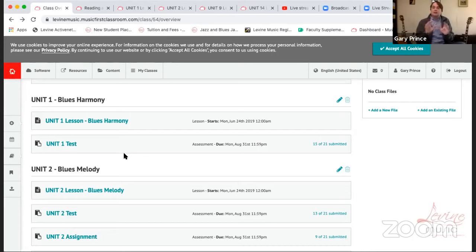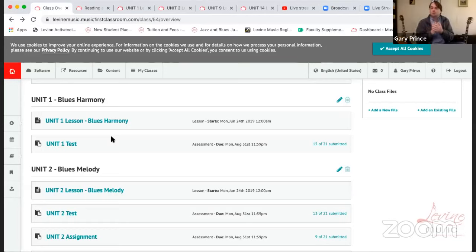So a little later, I might take you through that first unit so that we can see and talk a little bit more about that. So I start by talking about the blues form, blues harmony. Each unit culminates in either a test or an assignment, or in some cases both. Tests are automatically graded, so you do them and you submit, and then you can immediately see what you got right or got wrong.